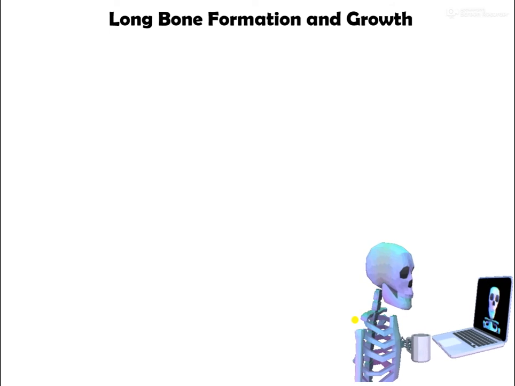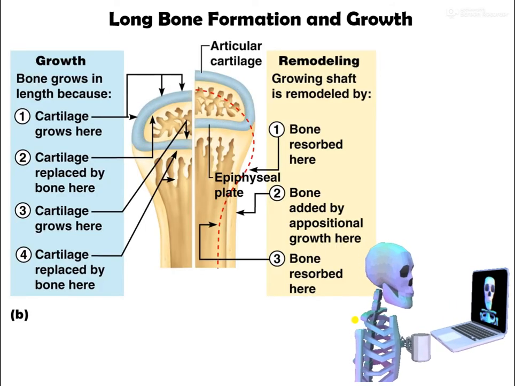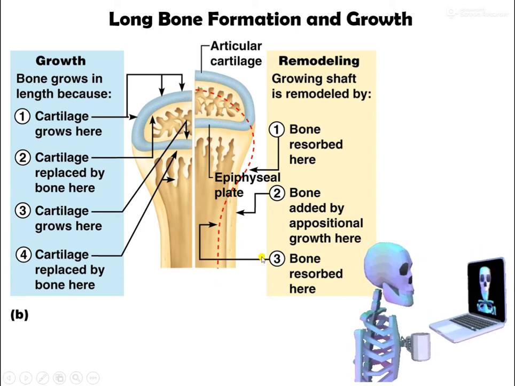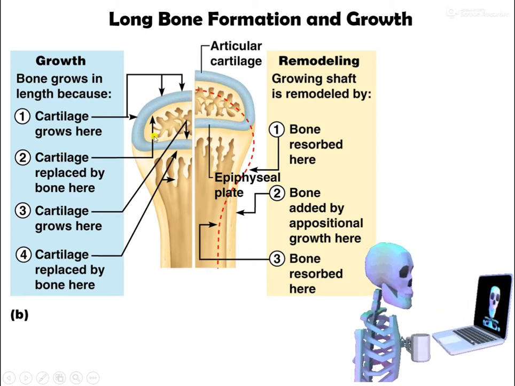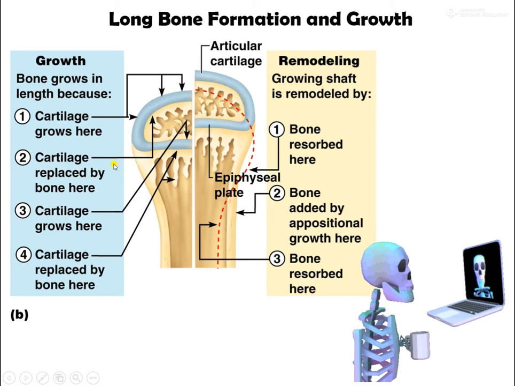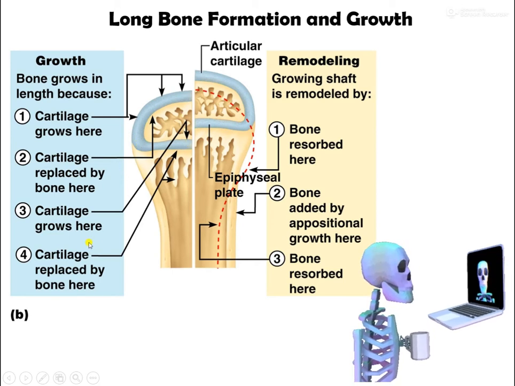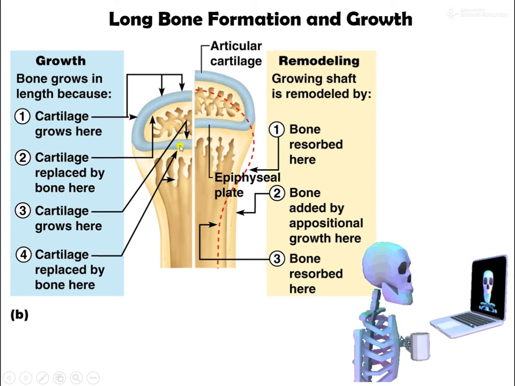Long bone formation and growth. First one is the growth. Bone forms in length because cartilage grows. Now see in the diagram, here is the growing of the cartilage. Next one is the cartilage is replaced by bone. Cartilage again grows here, and the fourth one is again the cartilage is replaced by bone.